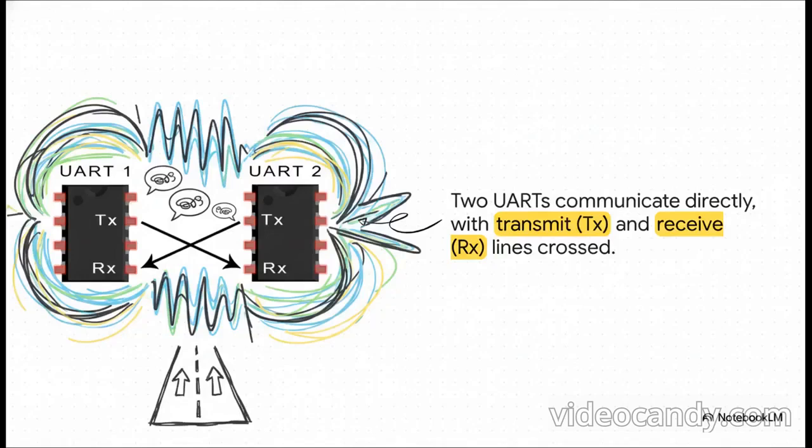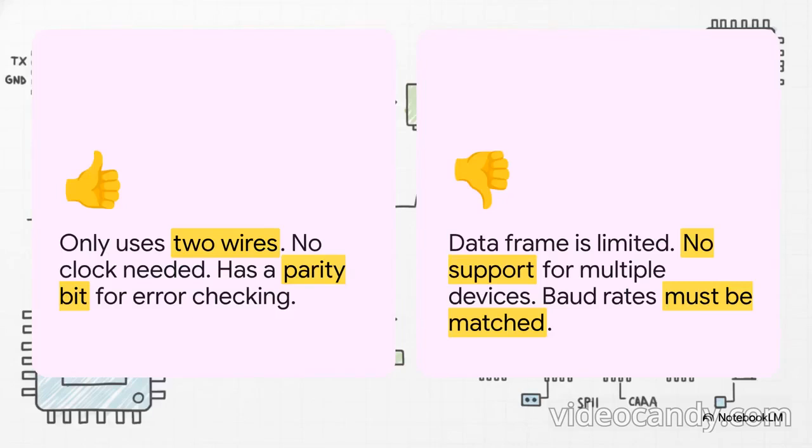And this image just shows you the beautiful simplicity of UART. You've got 2 devices. The transmitter pin, or TX, of the first device connects to the receiver pin, or RX, of the second one. Then, the TX of the second device connects to the RX of the first. This little crossover creates a direct 2-way street, which means they can both talk and listen at the very same time. We call that full duplex communication.